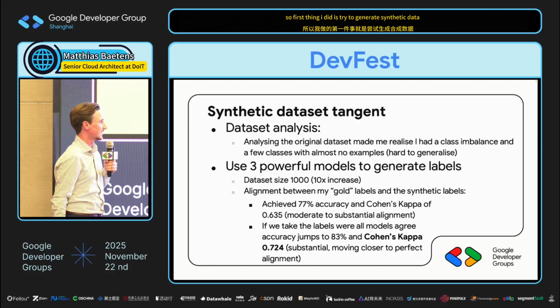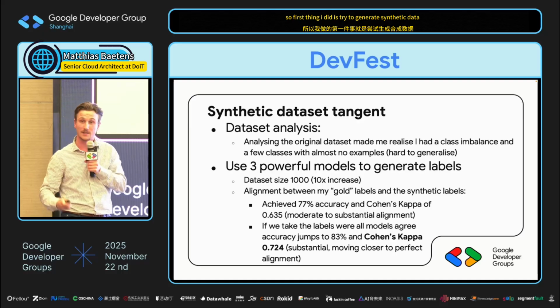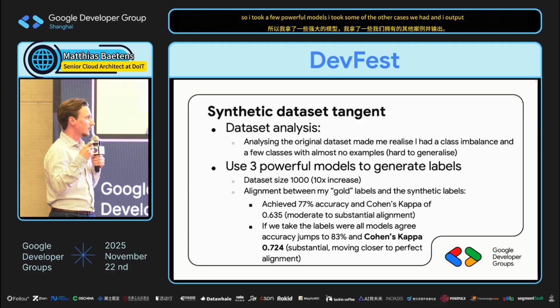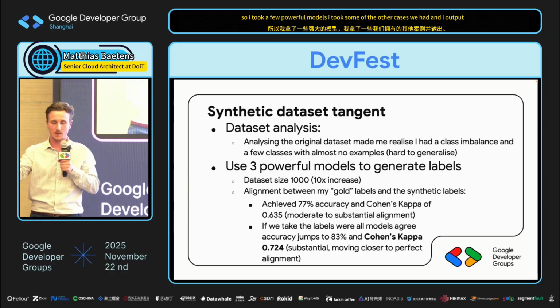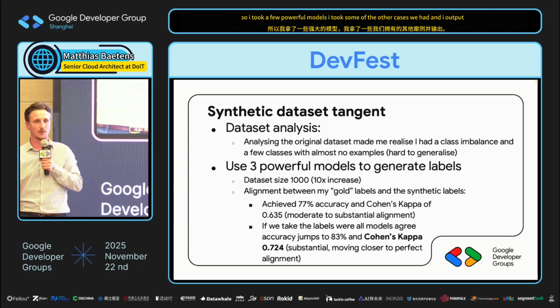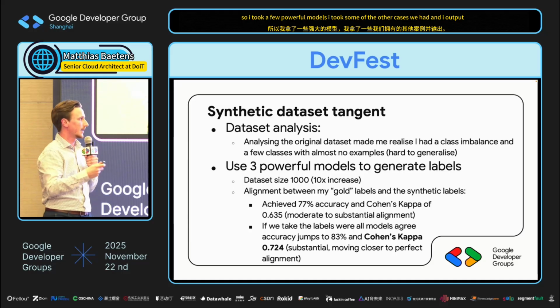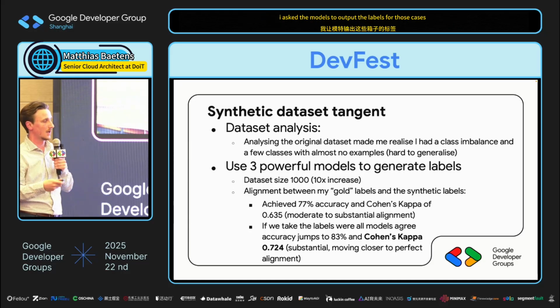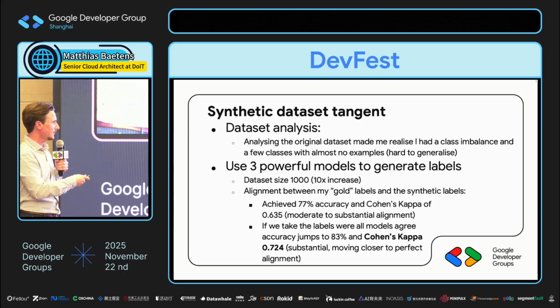So the first thing I did is try to generate synthetic data. I took a few powerful models, I took some of the other cases we had, and I asked the models to output the labels for those cases. And the results were pretty encouraging.